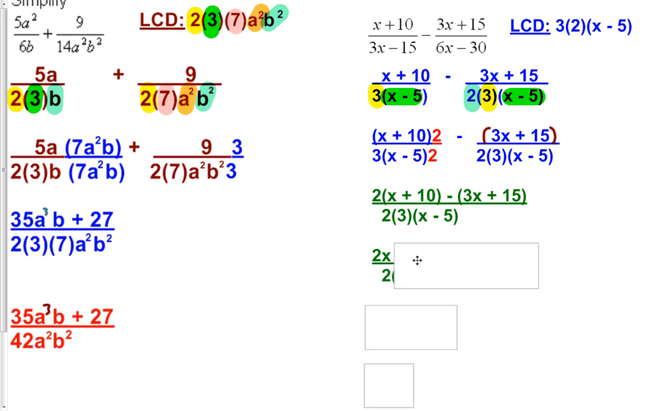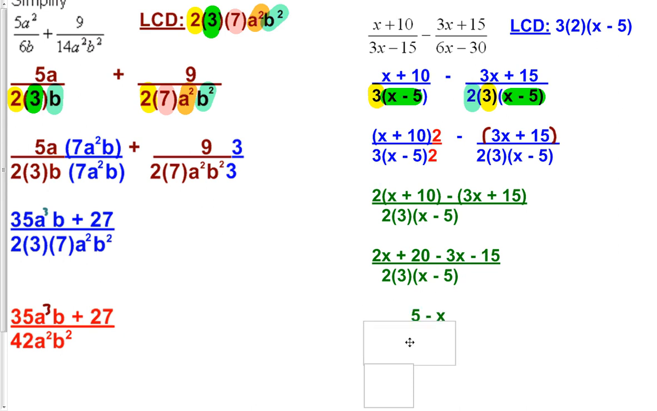2 times x, 2x. 2 times 10 is 20. We have a negative 3x and a negative 15. Next up here, let's combine our like terms. We have a 2x and a negative 3x. So that's going to combine to negative x. And a 20 and a negative 15 will just simply add up to 5. So we're going to have 5 and a negative x. So 5 minus x, or you could write negative x plus 5, same thing. In our denominator, we have still the same thing, 2 times 3 times x minus 5.